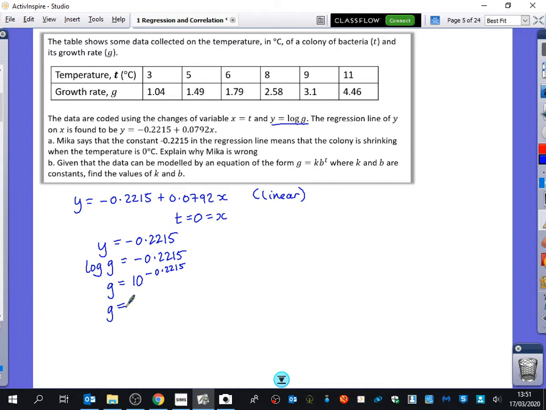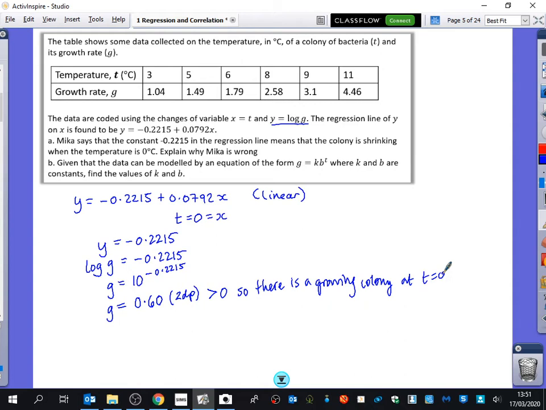And that is never going to be zero, because you can never have a negative if it's going to be a log. So you've got 10 to the power of minus 0.2215. So the growth rate is 0.60 to two decimal places, which is greater than zero. So there is a growing colony at t equals zero. So it looks like it's going to be shrinking, but actually when you finish manipulating the equation, you should see that it actually gives us a positive value for g.